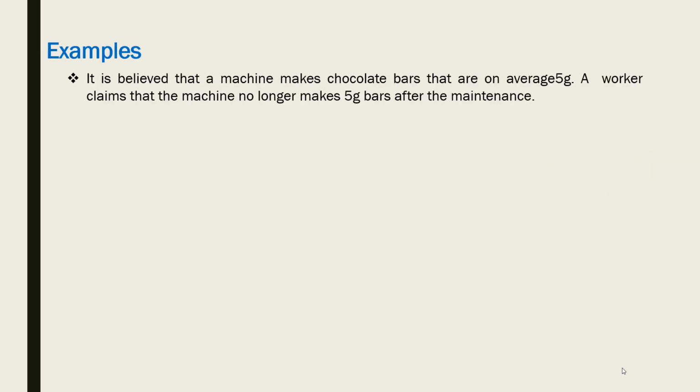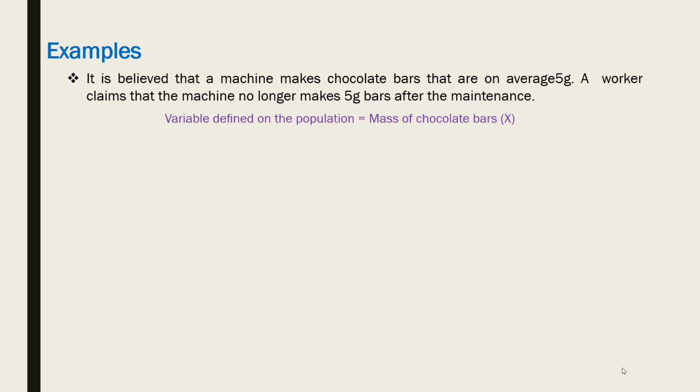Read this example. It is believed that a machine makes chocolate bars that are on average 5 grams. A worker claims that the machine no longer makes 5 gram bars after the maintenance. What do we need to check? Yes, a worker claims that the machine no longer makes 5 gram bars after the maintenance. So we need to check whether this claim is right or wrong.